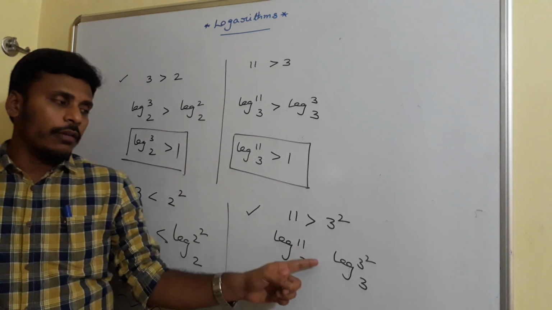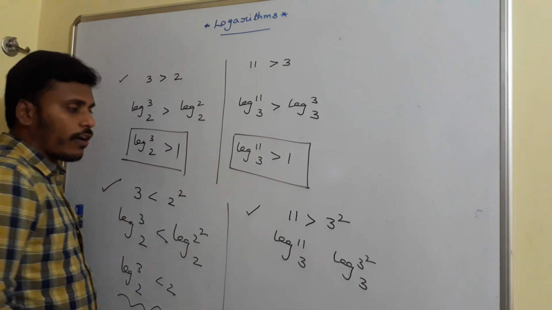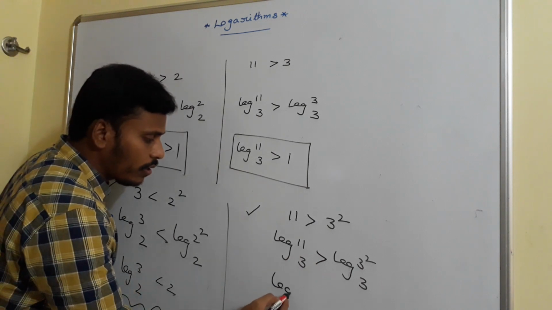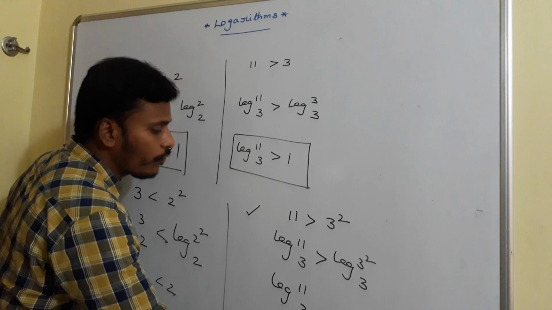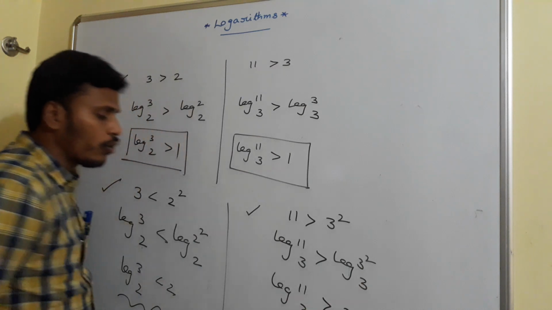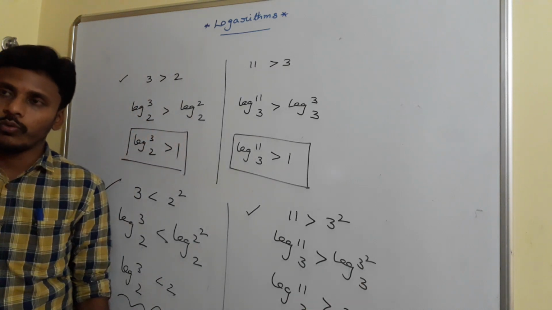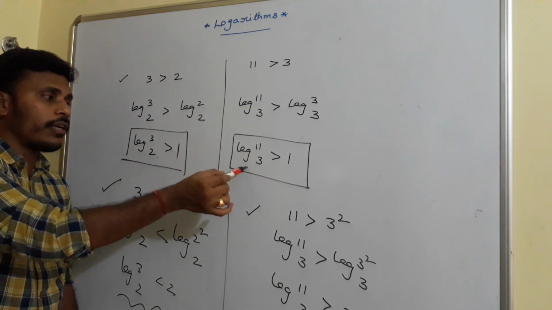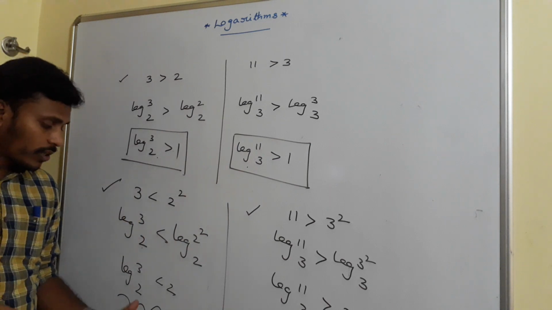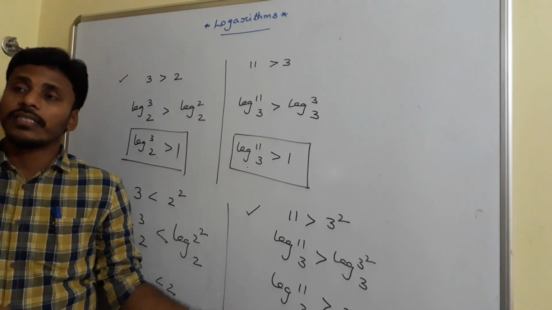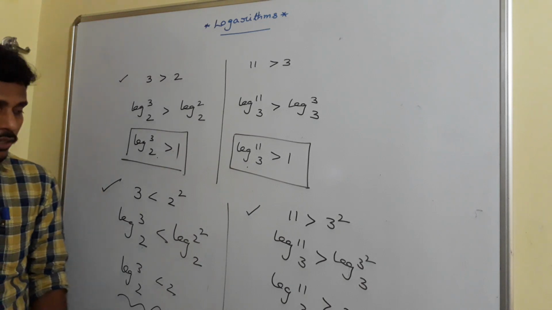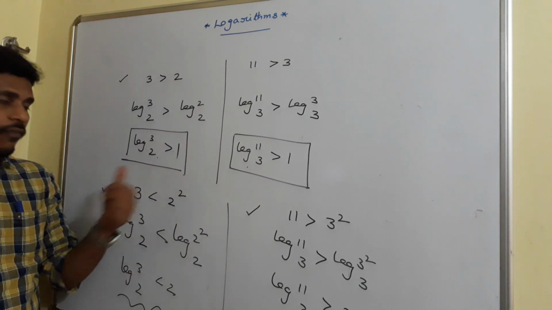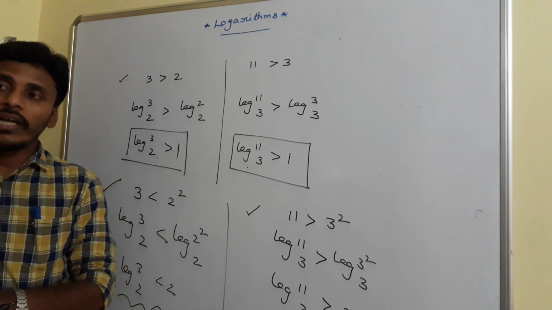And I need to write a sign in between these logarithms, whether it is less than or greater than. Surely greater than, because the base is 3. Now the left side is log 11 base 3, whereas if you simplify the right side it is 2, so you conclude that log 11 base 3 is greater than 2. From these two statements it is very clear that log 3 base 2 and log 11 base 3 are both more than 1, but log 3 base 2 is less than 2 and log 11 base 3 is greater than 2. So at the end we conclude that log 11 base 3 is the greater value when compared with log 3 base 2.